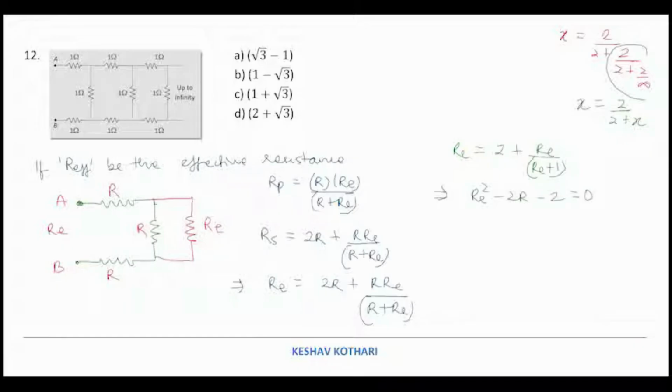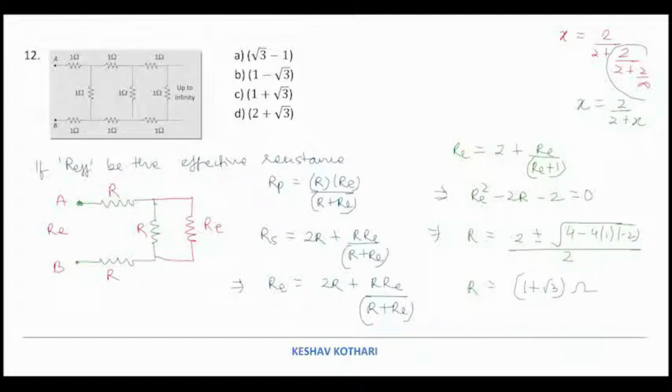So if we solve for R, which is equal to minus b plus minus root over b square minus 4ac by 2a, that is 4 minus 4ac by 2a. So we get R as 1 plus root 3 ohm.